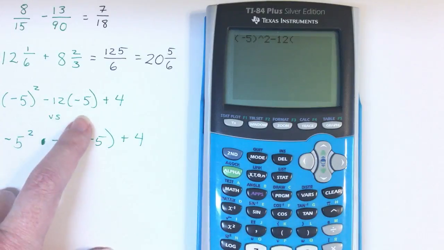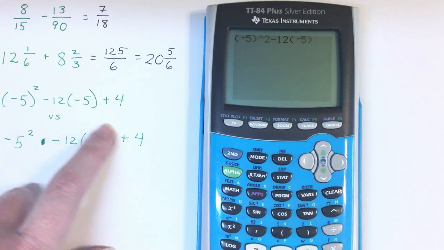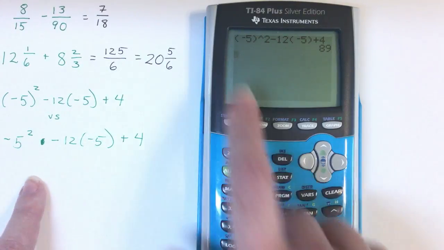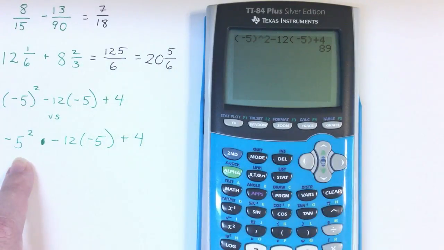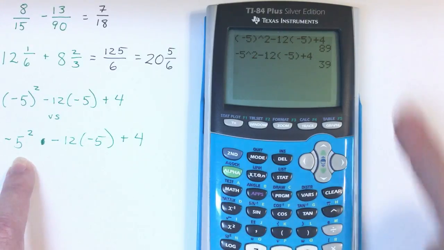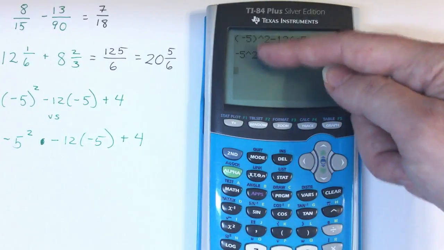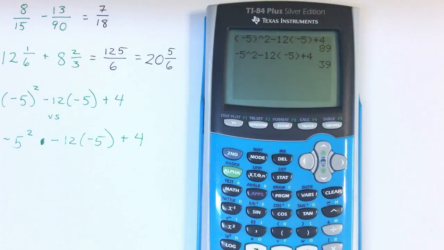12, open parentheses, -5, close parentheses, plus 4, 89. If I did not have the parentheses, -5 to the 2nd, minus 12 times -5, plus 4, I've got a completely different answer because, again, these two are completely different numbers. So parentheses are very important. Be sure you know how to use your model of calculator.